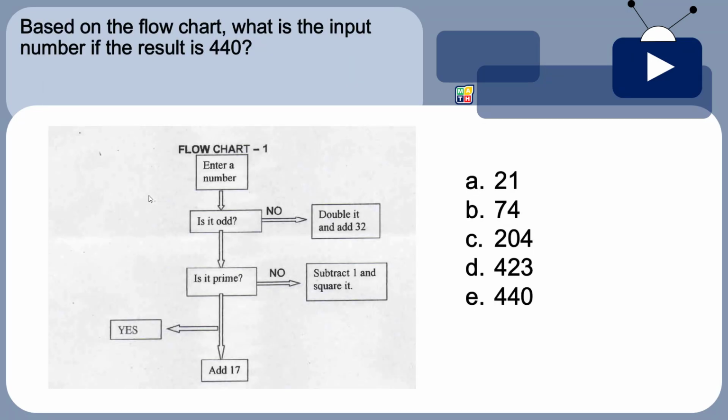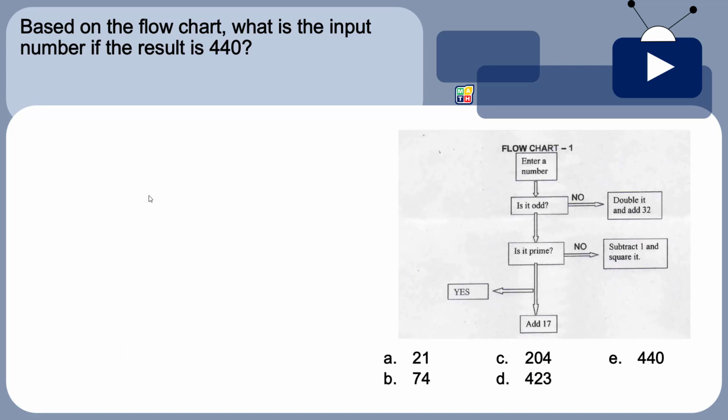So let's focus on this given flowchart. What is the input number if the result is 440? Is it A, 21, B, 74, C, 204, D, 423, or E, 440?